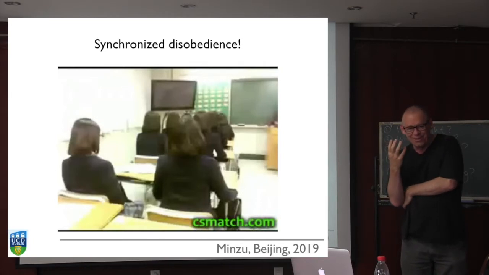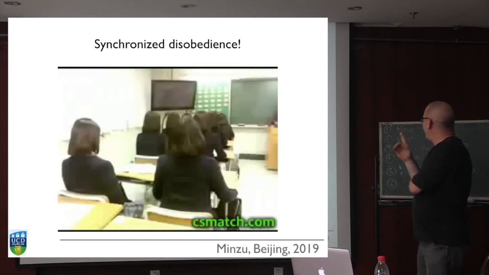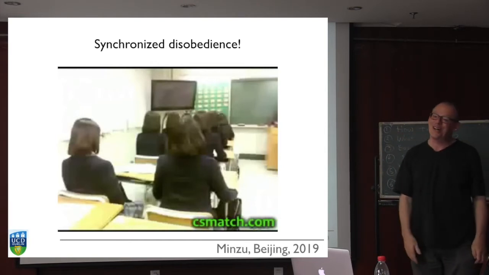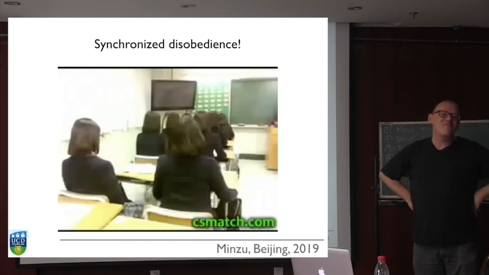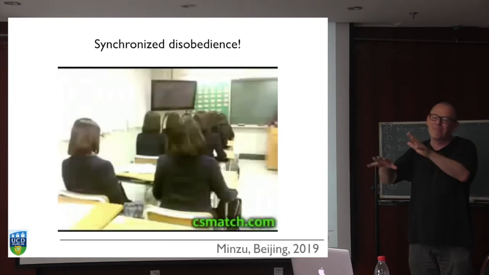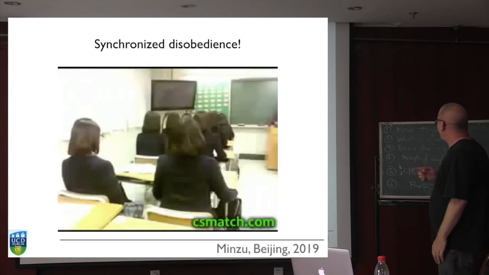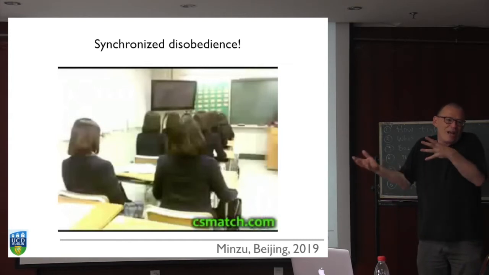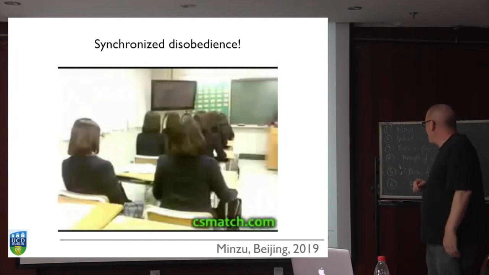It's a very funny example, but it's also quite instructive. How tight is the synchrony? Not very tight. They haven't been practicing this for a long time, and there's lags between them. It's not very tight. What's synchronized? Sort of dance movements.